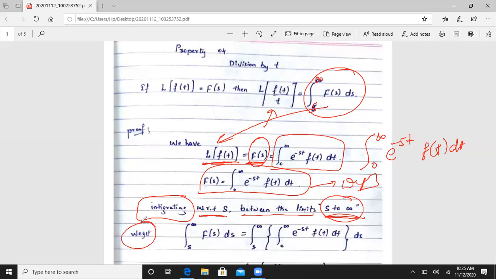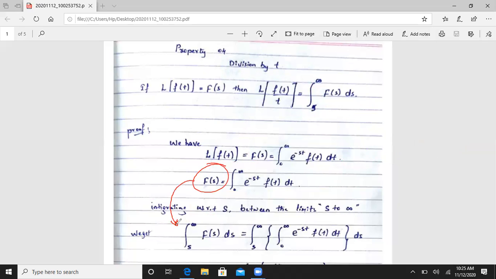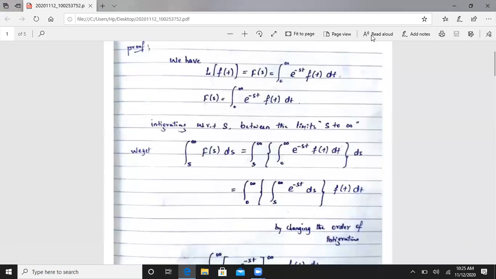Now we get the integration from s to infinity of F of s ds on the left side, and on the right side it becomes the integration from s to infinity of the integration from 0 to infinity of e to the power minus st f of t dt into ds. This is the integration with respect to s between the limits s and infinity.